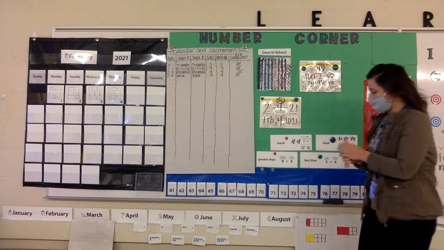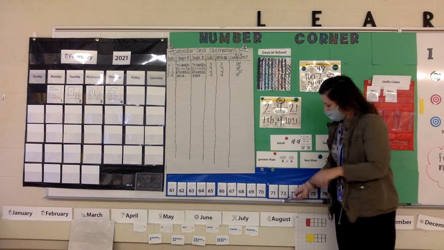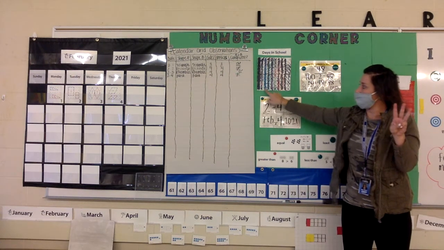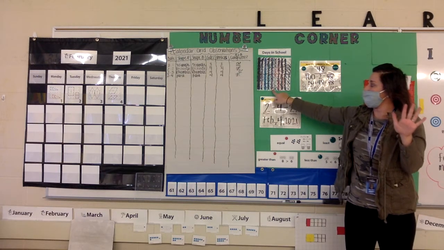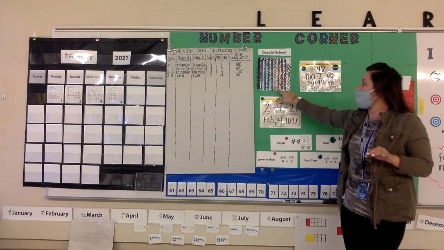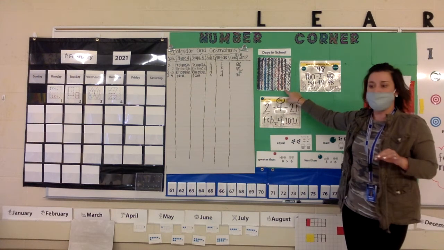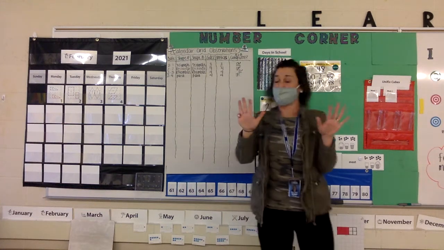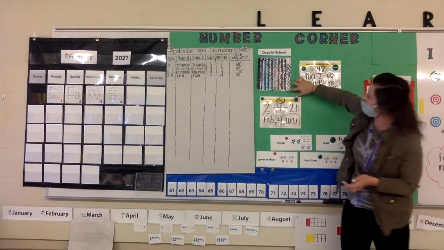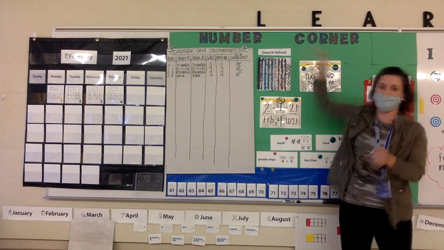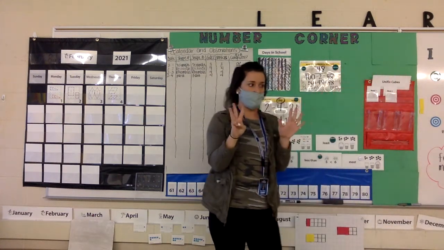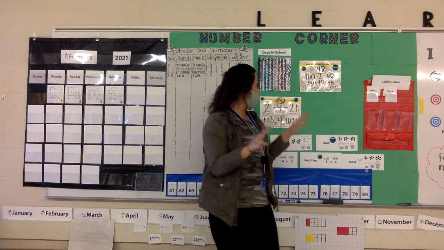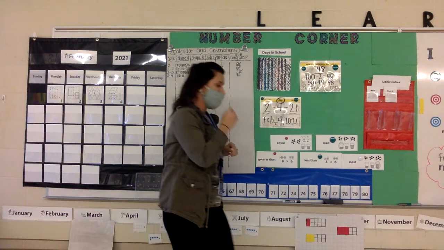I want you to use your fingers and count tens with me. 10, 20, 30, 40, 50, 60, 70, 80, 90. How many fingers do you have up? 9. So there's 9 tens. And how many extra ones do we have? We have a group of 5 and 3 more. What is 5 and 3 more? Dominic. 5 and 3 more is 8. So there's only 8 ones.